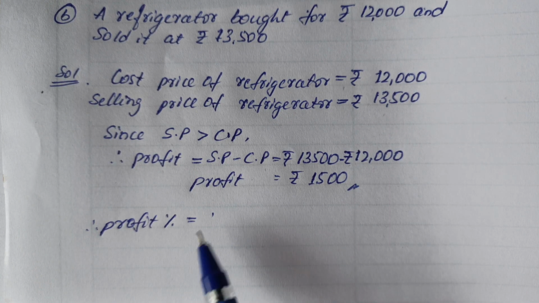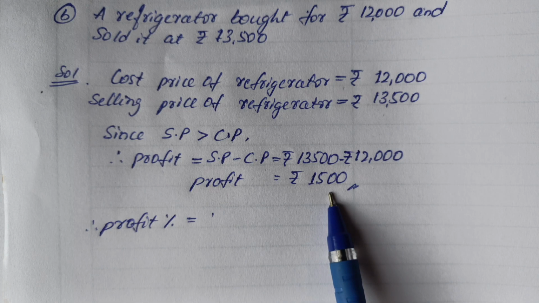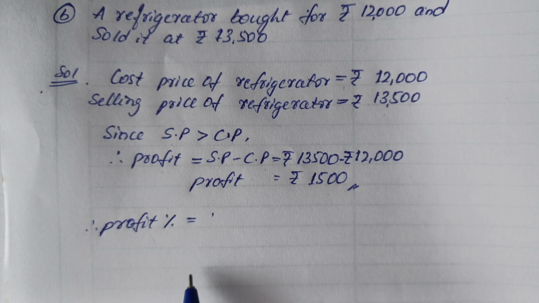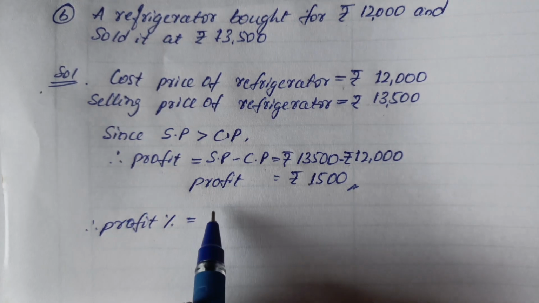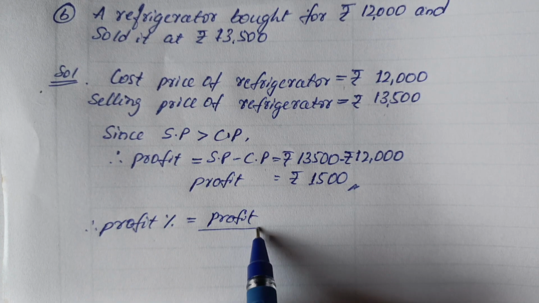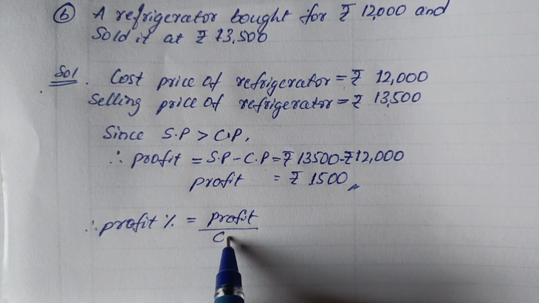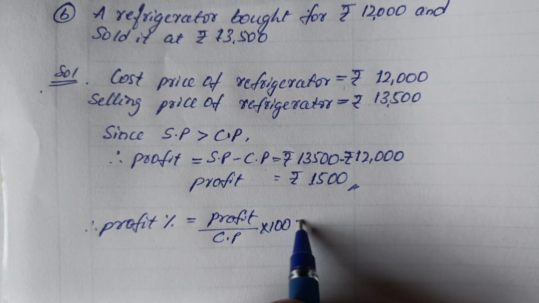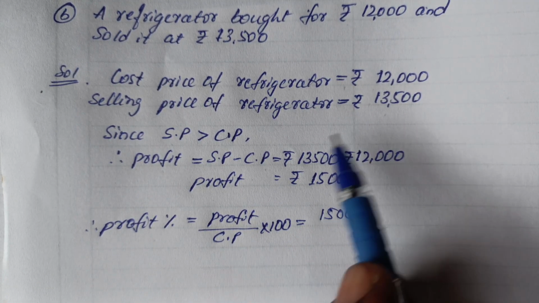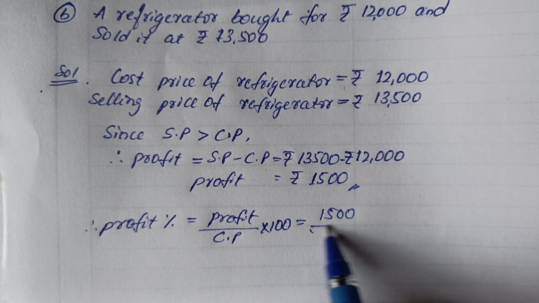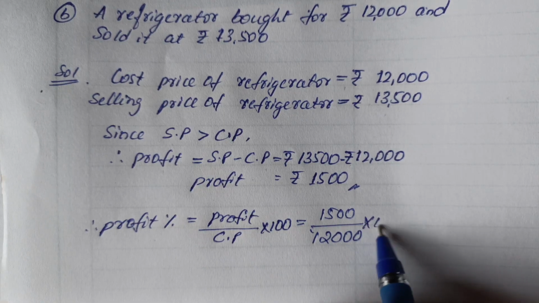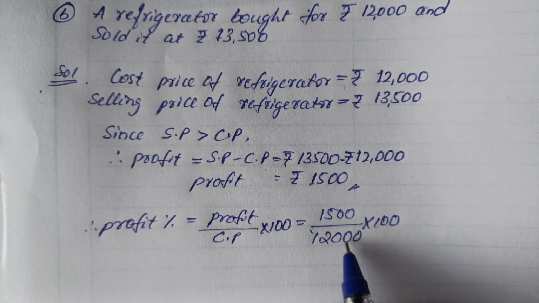Now we see we got a profit that is 1,500. Now calculate the profit percentage. How do we calculate percentage? Profit percentage is equal to profit divided by cost price into 100. That is equal to, profit is 1,500 rupees, cost price is 12,000 rupees, into 100. Just do the calculation.